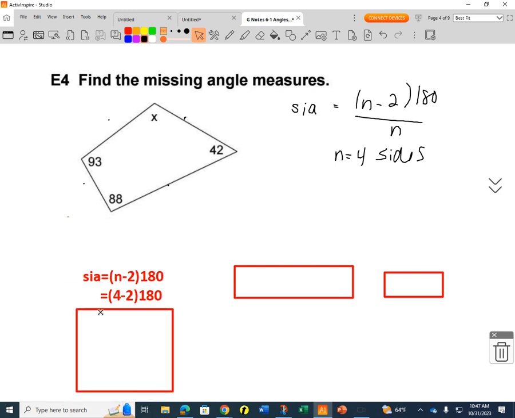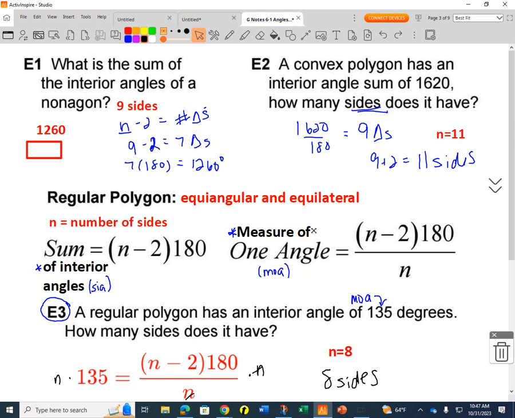So it's 4 minus 2. Oh wait, this is the wrong formula, my bad. This is why I use an eraser. I got ahead of myself. I used the wrong one, right? I used the measure of one angle. Just erase the divided by n.